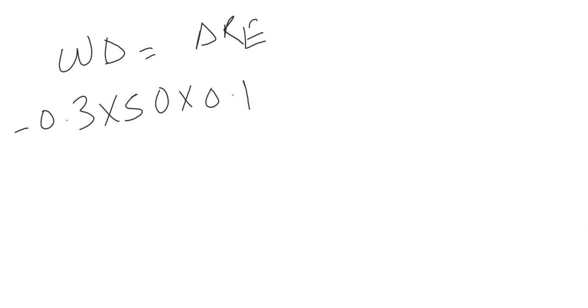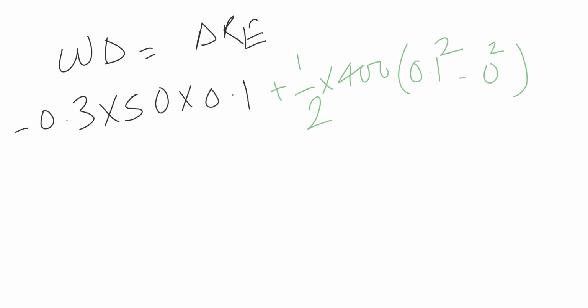Fine. Now next, due to the spring, there will again be work done, that will be half times k, that is 400, times 0.1 squared minus 0 squared, and that will be equal to the change in the kinetic energy of the body, that is half m v squared, half of m, that is your mass, 50 divided by 9.81 to get the value of mass, times velocity squared minus 0.